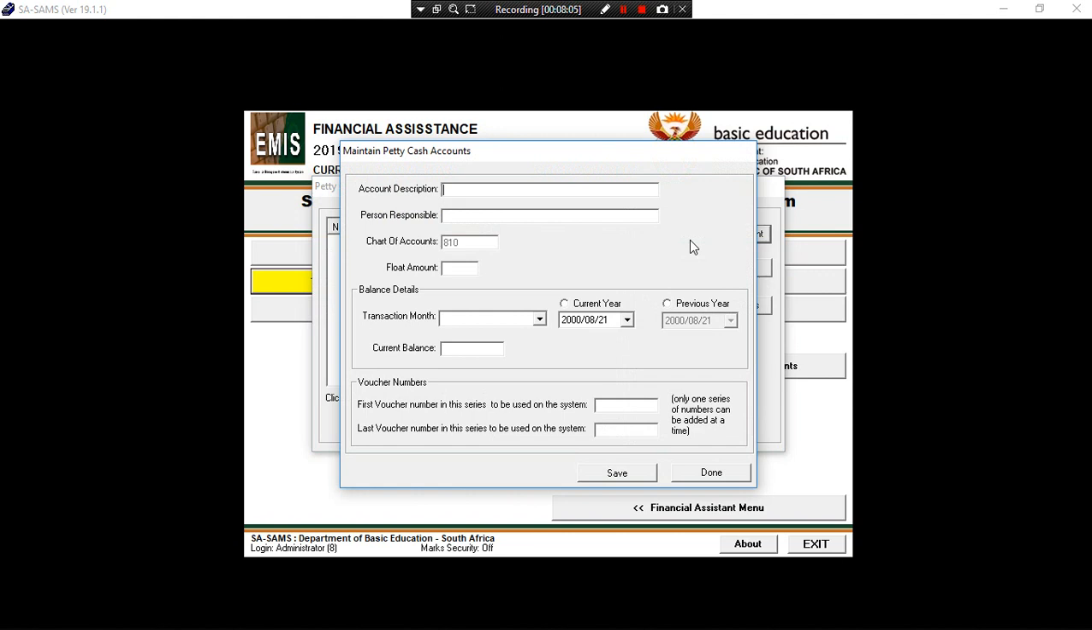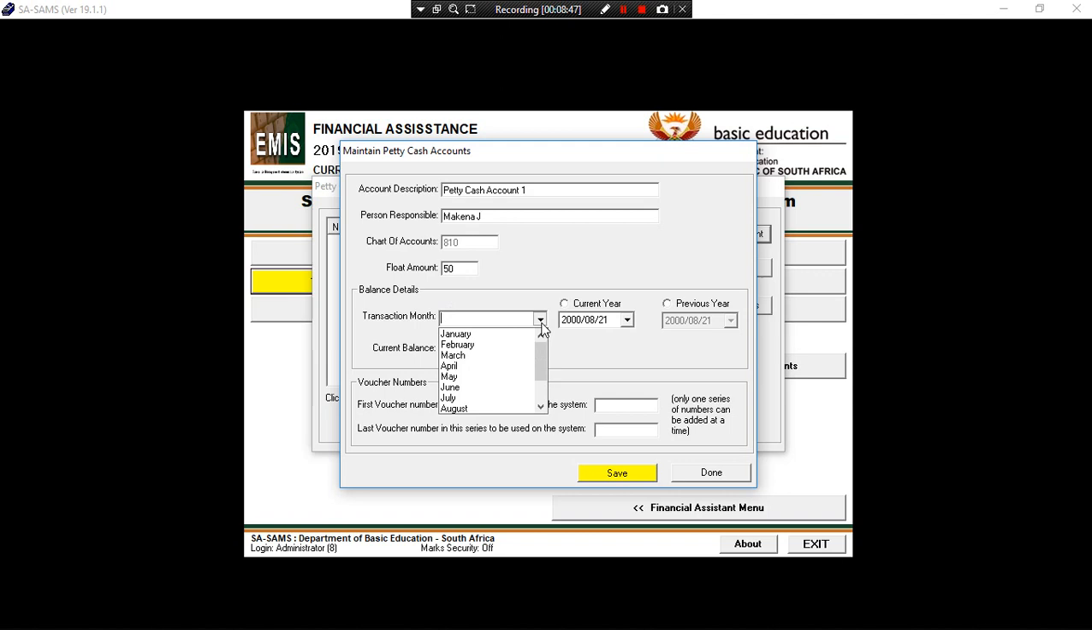We add a new petty cash. We will call it petty cash account. There's a certain limit to your petty cash dependent on policy. You will reference that. Then for your person responsible, it is the person who's responsible for the petty cash, who is responsible for the transactions that occur in the petty cash. In our case, we will say it is McKenna J. Then the float amount is the amount that the money never goes below. So in this case, it will be 50 rand.